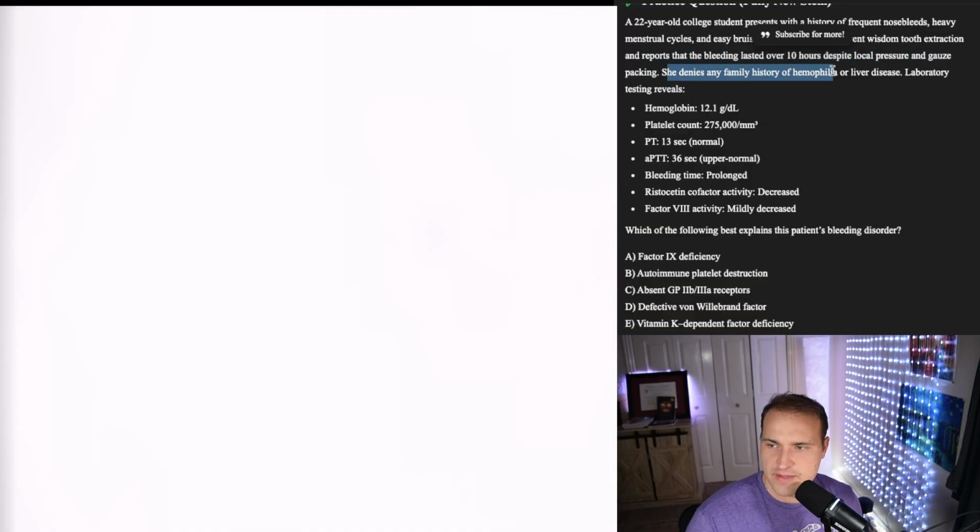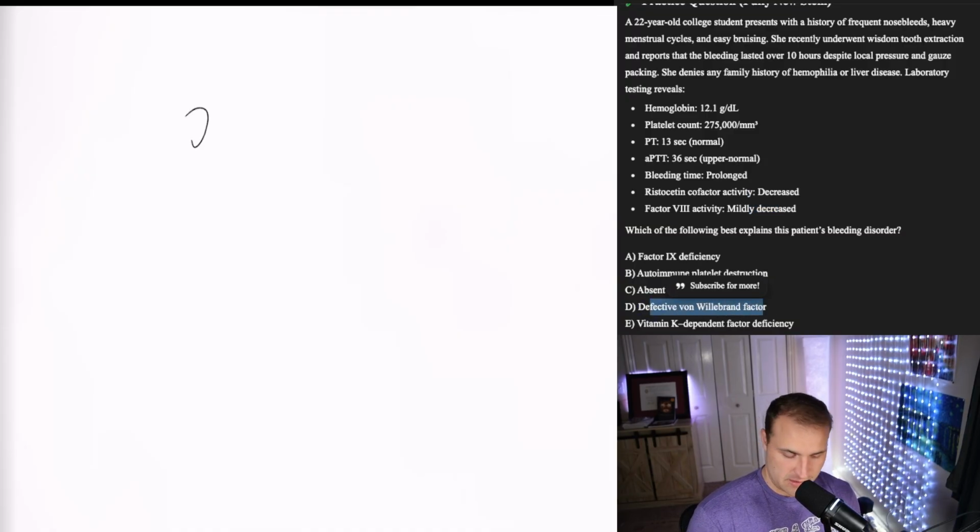She denies any family history of hemophilia. Lab shows hemoglobin 12, platelets 275,000, normal PT, upper normal PTT, prolonged bleeding time, decreased ristocetin cofactor, and factor 8 is mildly decreased as well. Didn't have to give you all of this. This is clearly defective von Willebrand factor.